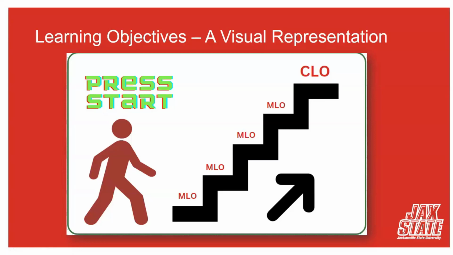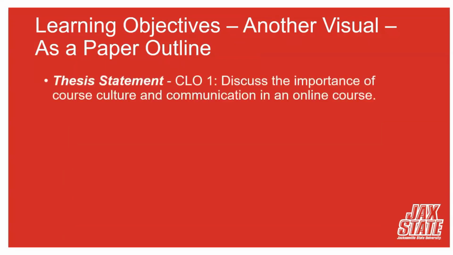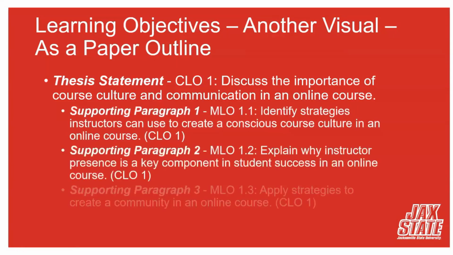Let's look at a different representation. Let's think of it as a paper outline. So our CLO would operate as our thesis statement. Everybody remember those days where you had to write a 5-paragraph essay? You've got your thesis paragraph and your supporting paragraphs and your closing one. So our thesis paragraph would be our course learning objective for this unit. And then each module learning objective would be one of the supporting paragraphs. So that's just another way to visually grasp the concept of learning objectives.